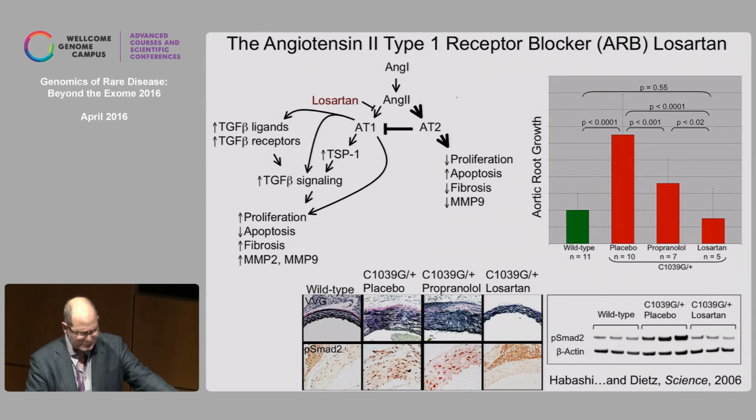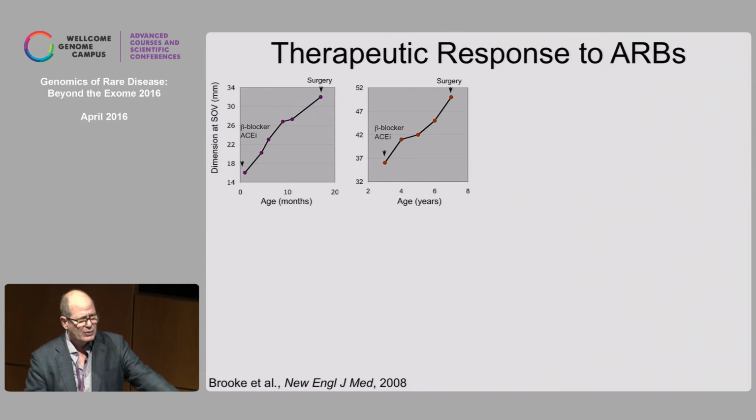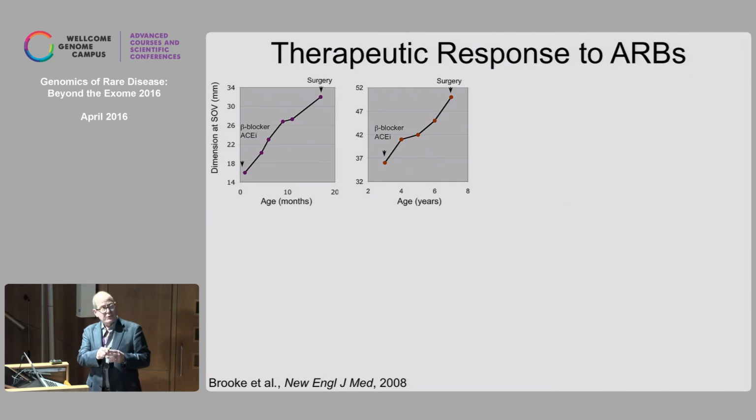So around this time, we felt compelled to treat a subset of children with the most severe presentation of Marfan syndrome. These children show unrelenting growth of their aortic root despite maximal treatment with beta blockers and/or ACE inhibitors, reaching surgical endpoints or death during early childhood.